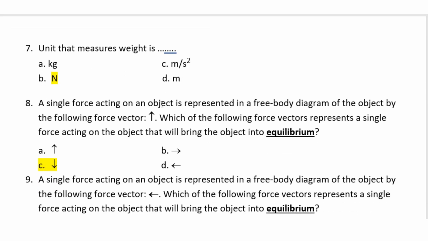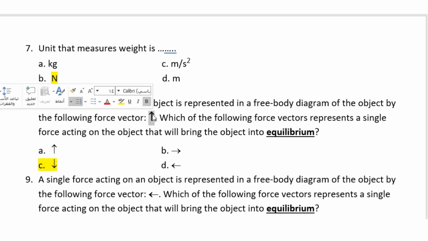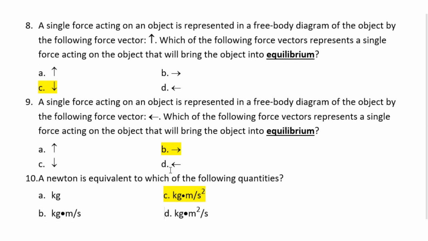Okay, a single force acting on an object is represented in a free body diagram of the object by the following vector, or force vector, which is upward. Which of the following force vectors represents a single force acting on the object that will bring the object into equilibrium? So anything down will be equilibrium. So C will cancel this one. But if the arrow was to the left, you have to choose to the right. So the left arrow will cancel the right arrow to be equilibrium. What do I mean by equilibrium? They will cancel each other.